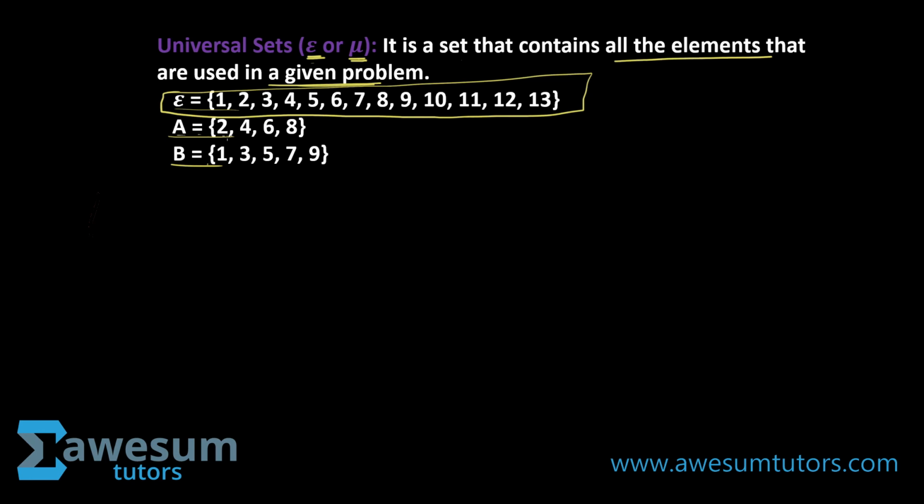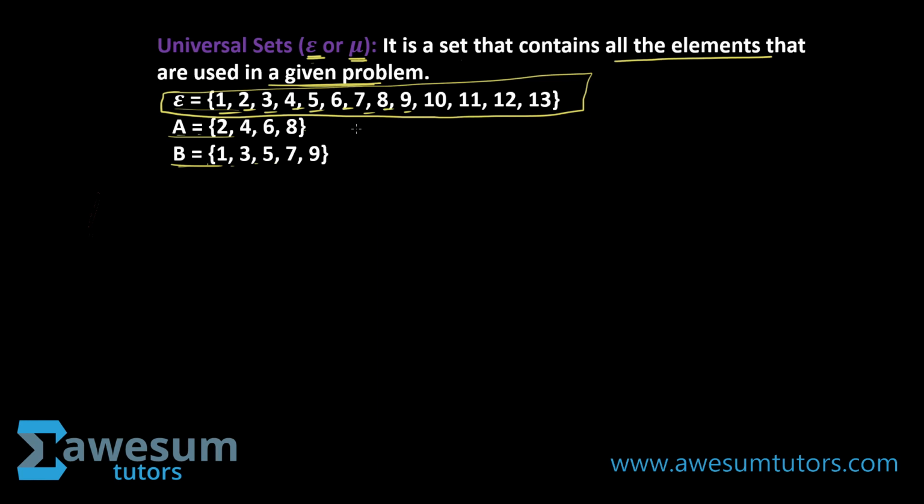For set A, you have 2, 4, 6, 8, which you can also find here. Set B is 1, 3, 5, 7, 9. That tells you that this is your universal set. It is a set that contains all the elements that are used in a given problem.